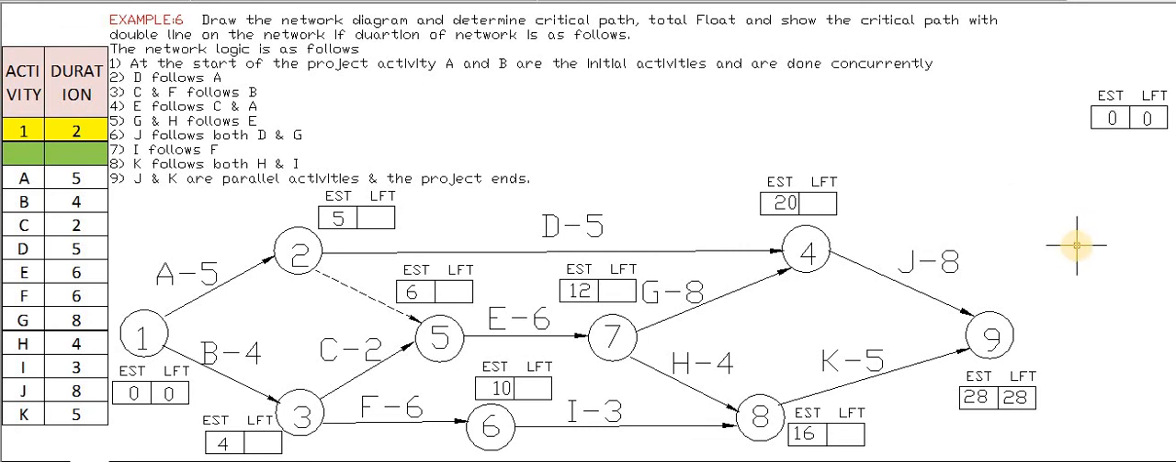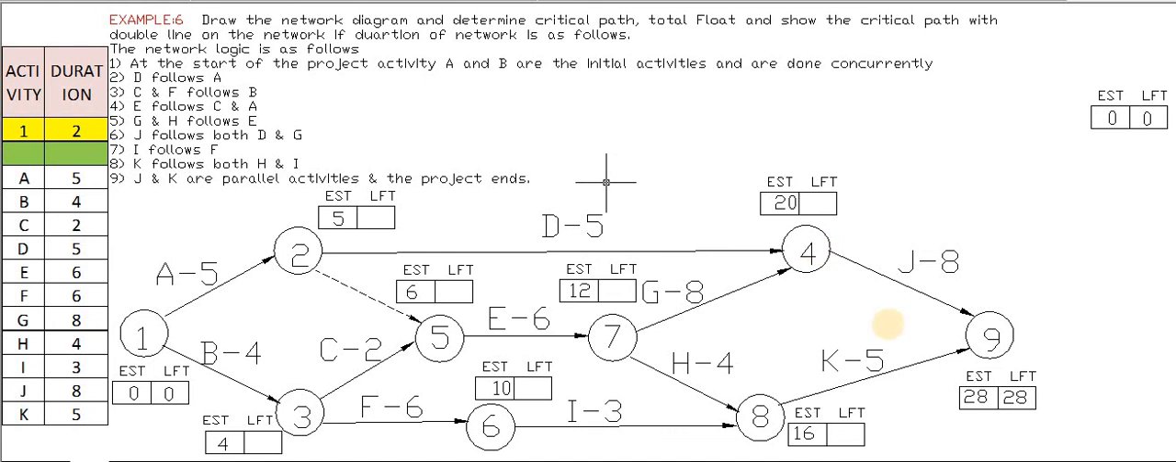Next important is the calculation of LFT, that is the latest finish time. The latest finish time is to be calculated in the backward direction. The first thing to keep in mind while calculating LFT is that it is calculated in the backward direction. The next important point is that the duration is to be deducted. There is a subtraction of duration. The third point is that the minimum value of LFT is to be taken. The latest finish time should be minimum.